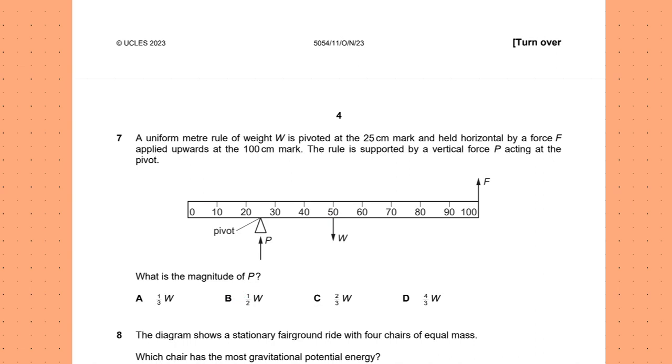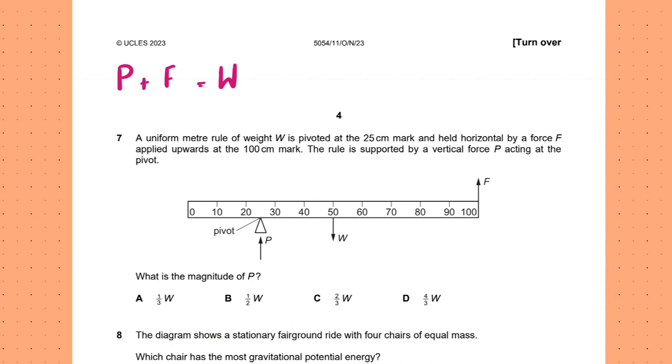Now the first thing that you should identify here is that if you just look at the forces, because this is horizontal, so basically it's an equilibrium, you can say that the total upward force equals the total downward force. So one thing you can directly say just from looking at this is you can say P plus F, both being upward forces, equals W. But now the problem is that you don't know F, you don't know W, and you are expected to find the answer for P just in terms of W, right?